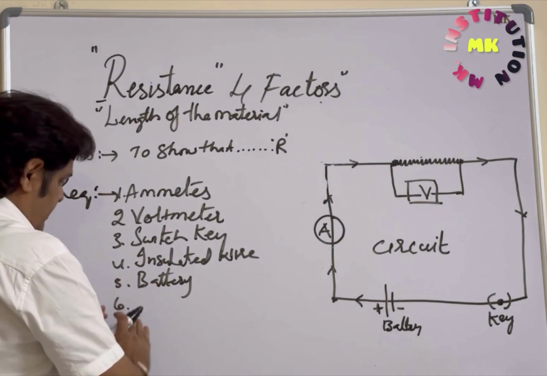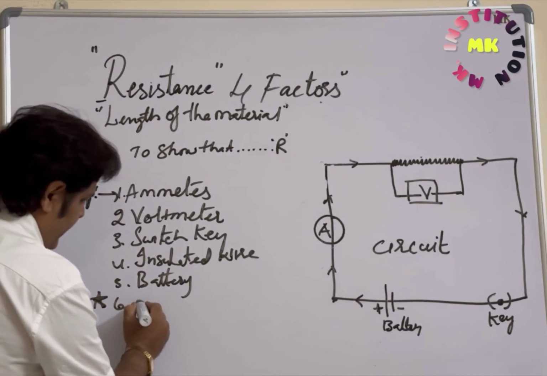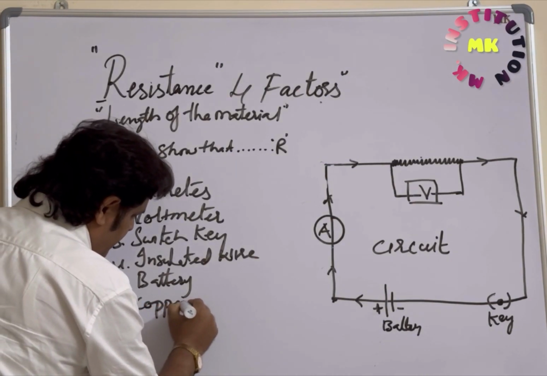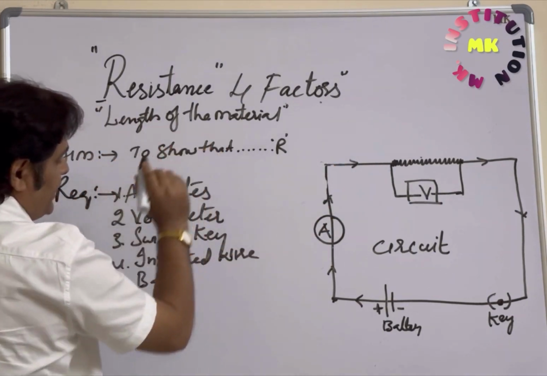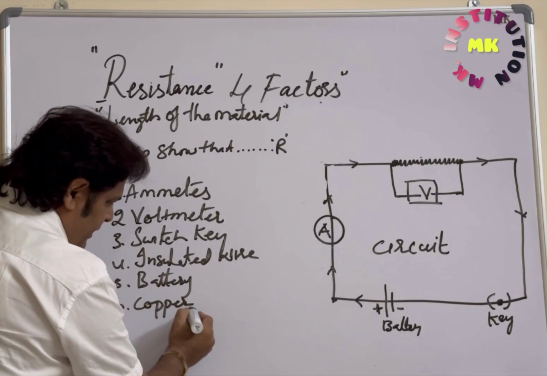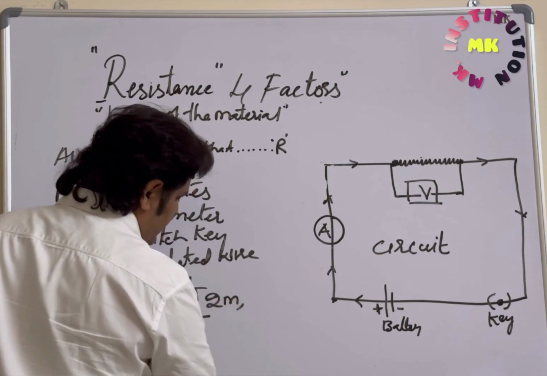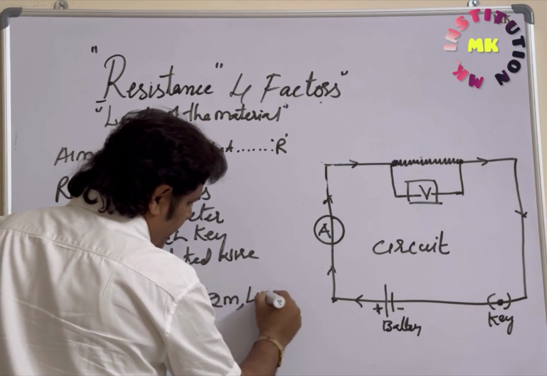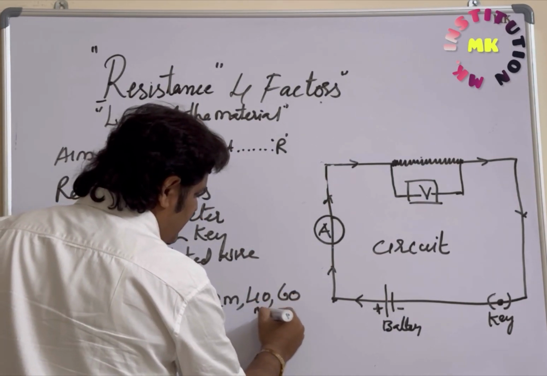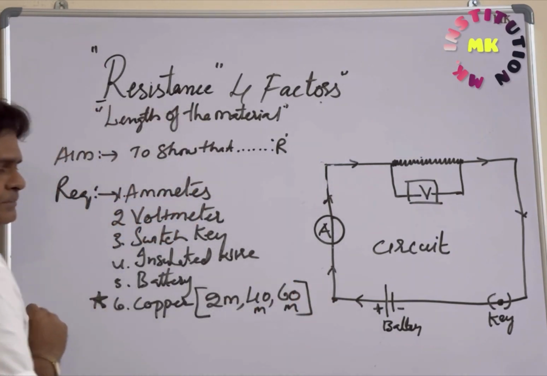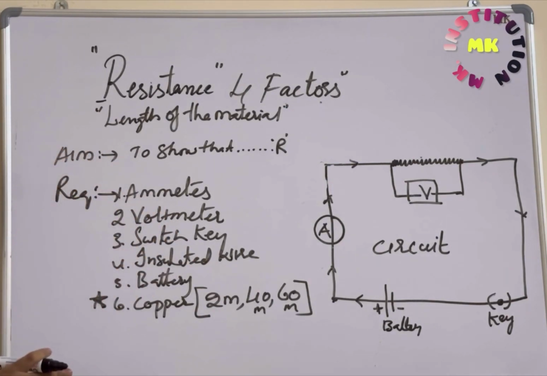Now listen carefully. The sixth one is important here. Here we are taking copper wire as a conductor, and it is the length of the material that differs. In the first case, we are taking 2 meters of wire. In the second case, 40 meters of wire. Third case, 60 meters of wire. Clear? This is the length of the wire. That is what we have to show here: whether the length of the wire affects the resistance or not.